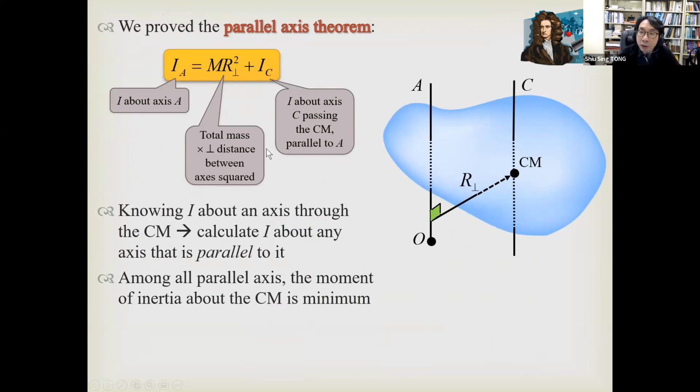Now for the application of this formula, I better take a break now, and I will introduce it in the second part of the lecture. Okay, so let's take a break for 10 minutes. Now let me turn on the recording.